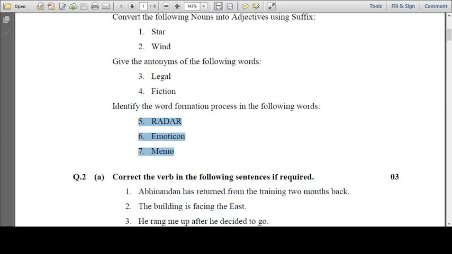Second is clipping. Janvi, Munaf, for compounding. No, your answer is wrong, Munaf. And Janvi is saying compounding. Compounding for emoticon, right? Wrong. Your answer is wrong. Compounding is wrong, Munaf. Viraj: acronyms. Acronyms for what? Right now I'm asking a question about emoticon. So you have to give me the answer for emoticon.